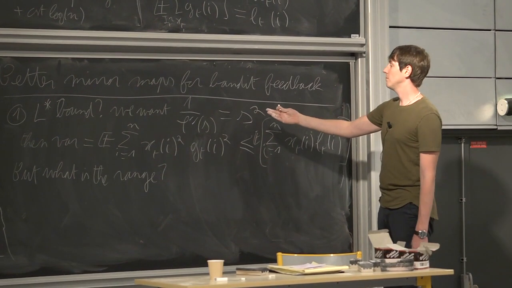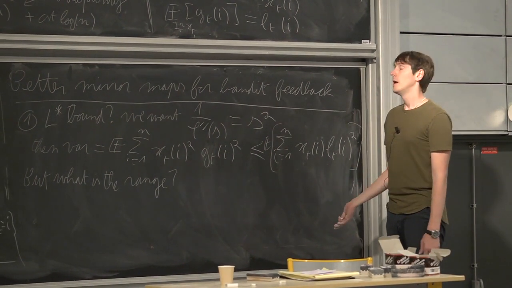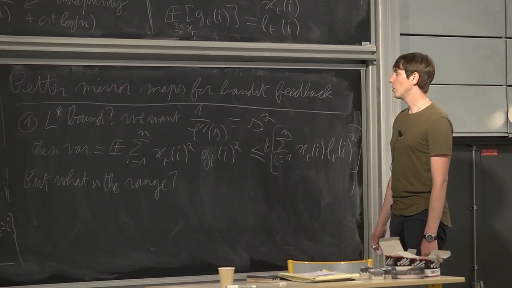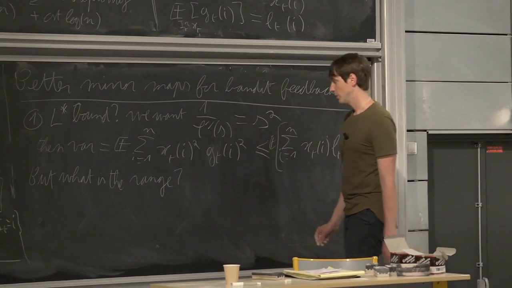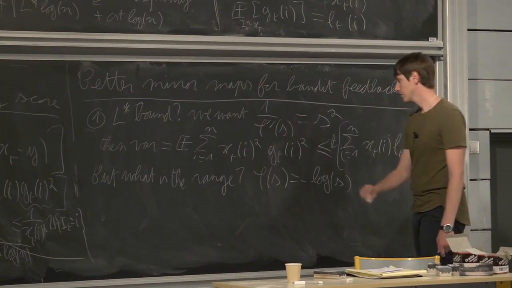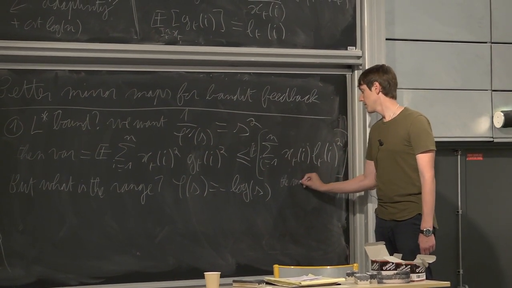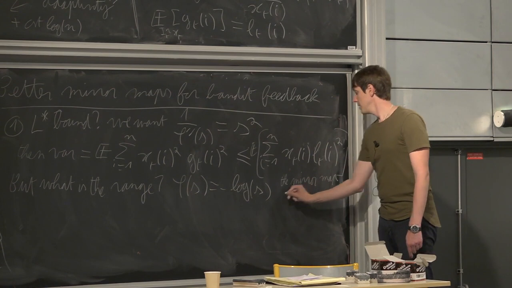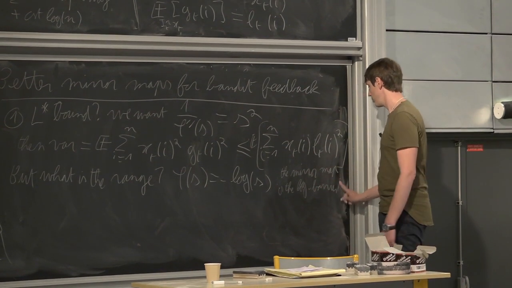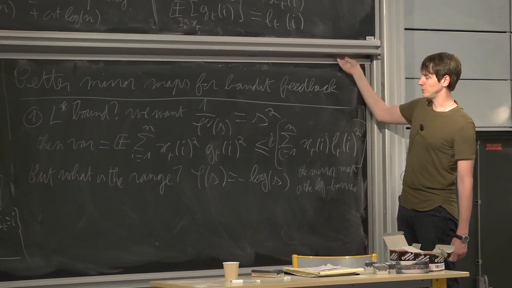And what is this function anyway? If I want 1 over phi double prime to be s squared, I want phi double prime to be 1 over s squared, so I want phi prime to be minus 1 over s. So I want phi to be minus log s. Okay, so phi of s is equal to minus log s. Okay, so my mirror map is what's called the log barrier. Yeah, and I forget who was the first one to look at this mirror map. I'm sorry about that. It was just recently that somebody proposed this, but it makes a lot of sense.